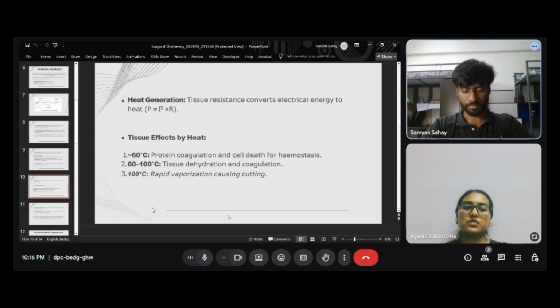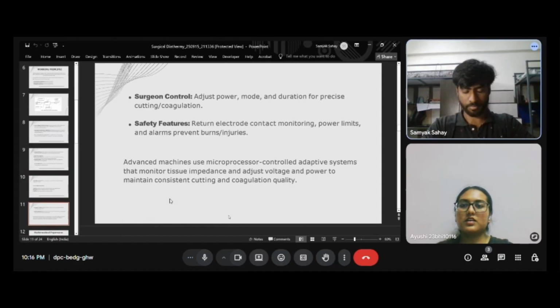Then on the last slide, concluding everything, finally we have modern machines, which are smart. The logic board monitors the tissue and auto-adjusts the power to ensure consistent results and maximum safety from start to finish.